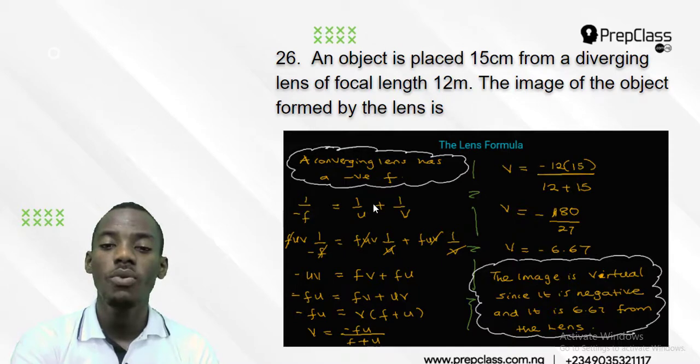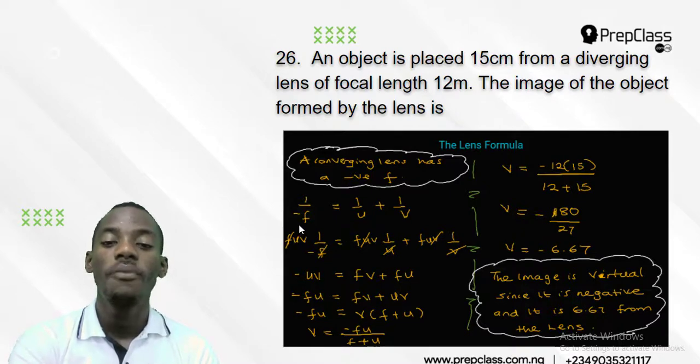So now I'm trying to find the image. That means how far is the image from the lens? Now this is the object and this is my image. So I'm trying to make V the subject of the formula. The first step is to make V stand alone, and therefore you will do that.